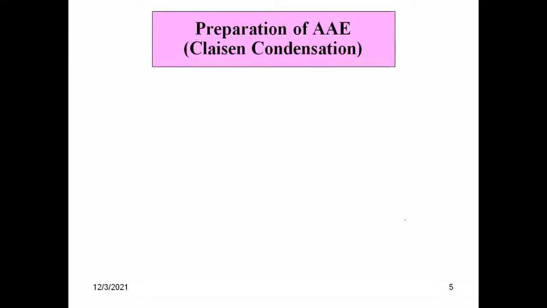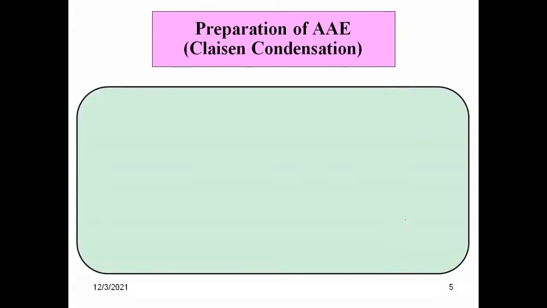Now let us first see the preparation of this active methylene compound, and that method is called Claisen condensation. We are using a very simple starting material for this reaction. What is the name of this starting material? This is an example of an ester. The name of the compound is ethyl acetate.